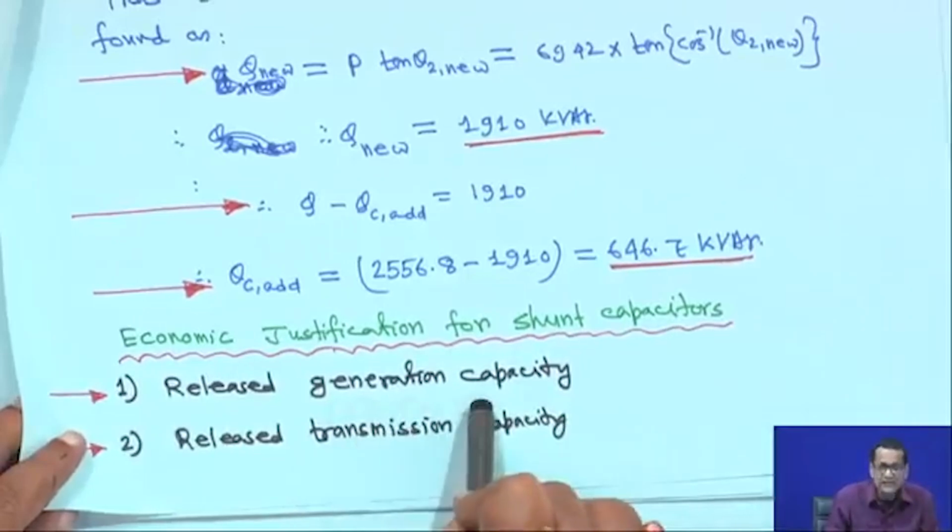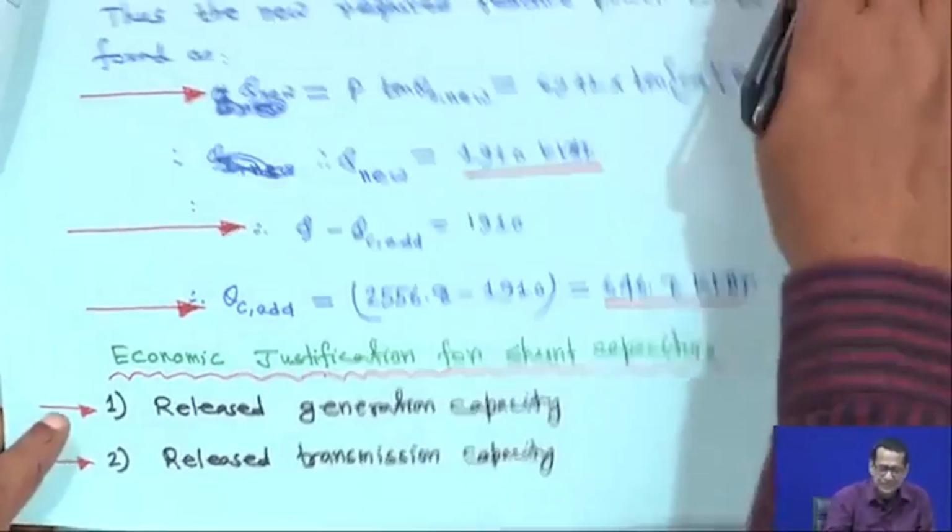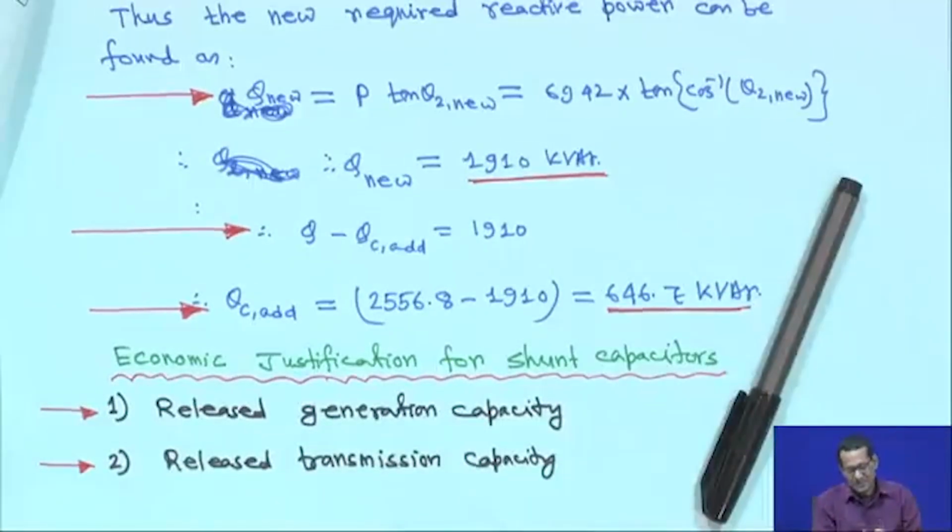First thing is release generation capacity. Suppose in a power plant there is a synchronous generator, right. So, it generates real power, as well as reactive power is also required. Basically, its rating is in terms of MVA. So, whenever you are putting shunt capacitors on the distribution side, that means you are compensating kilovar, or megavar, whatsoever. So, that means the network is actually not drawing whatever you are compensating, any reactive power from the source.